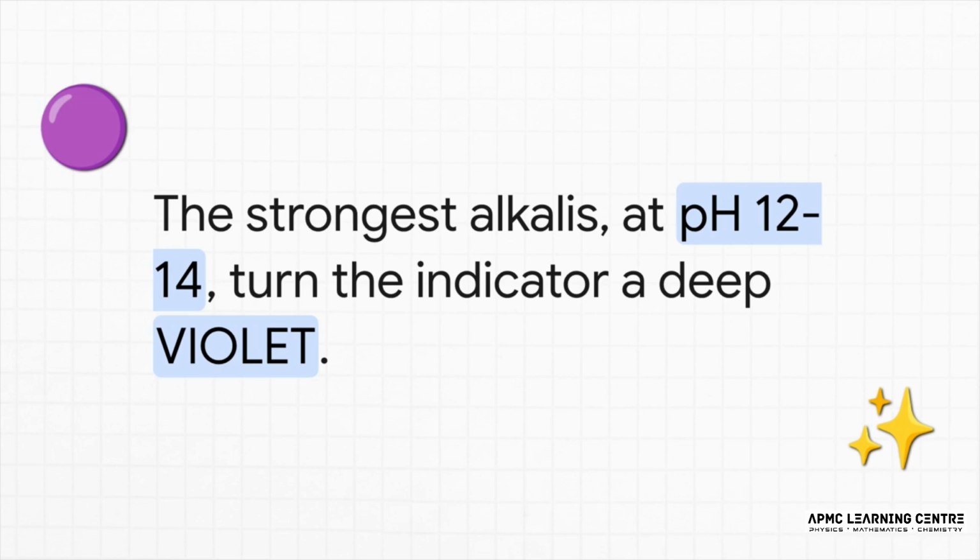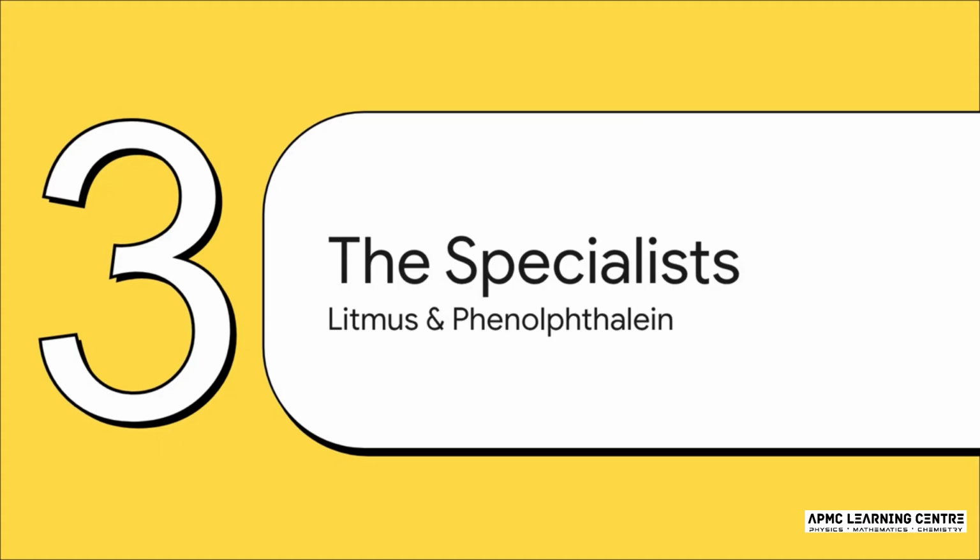And there you have it, our chemical rainbow, from a fiery red for strong acids all the way to a cool violet for strong alkalis. Universal indicator is awesome for getting a good idea of the pH. But you know, sometimes in a lab you don't need the whole rainbow. You just need a simple yes or no. Is it an acid or an alkali?